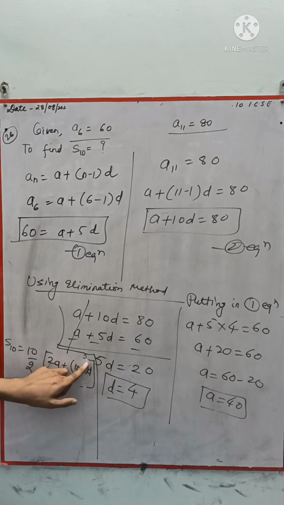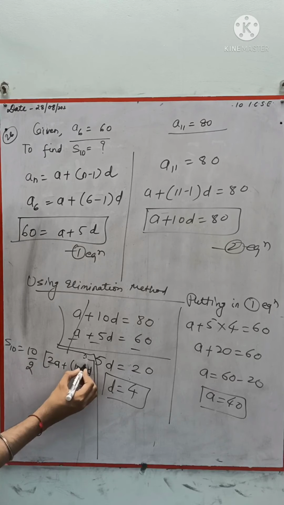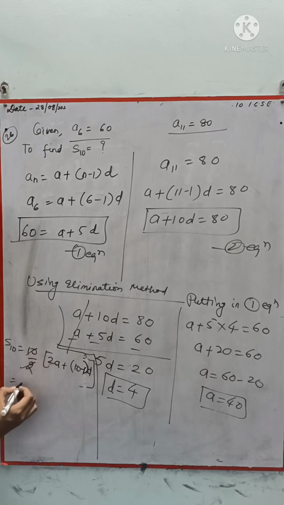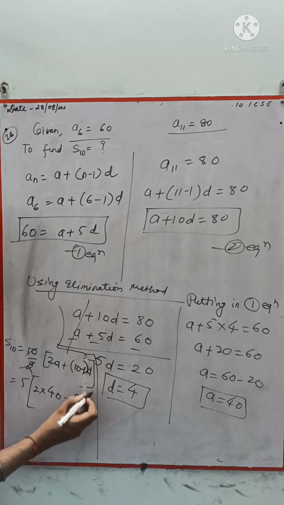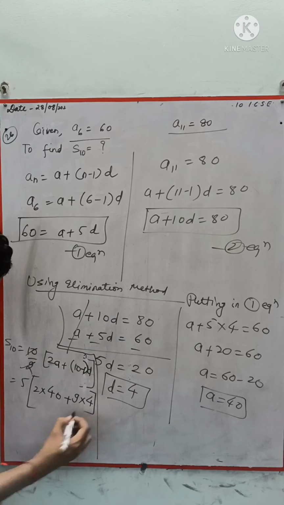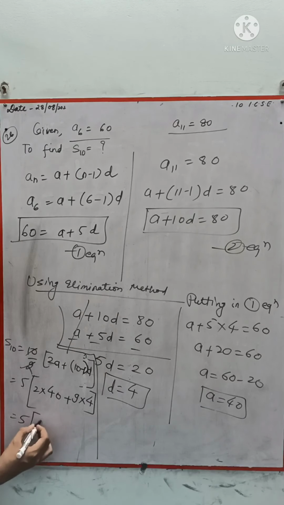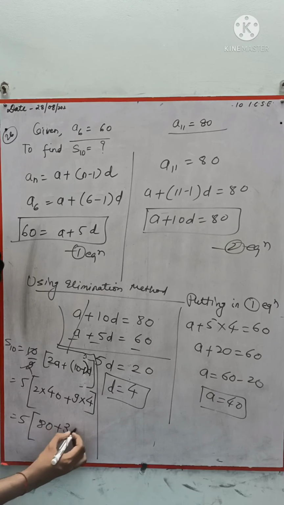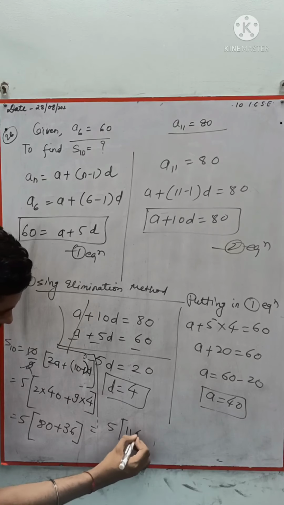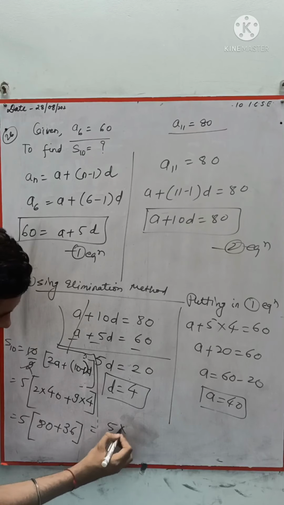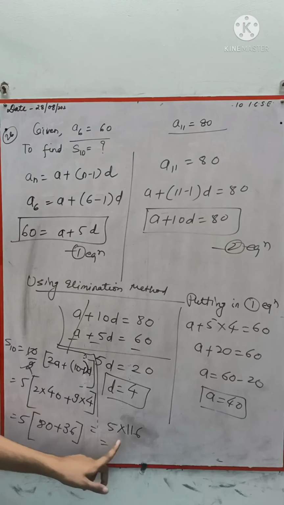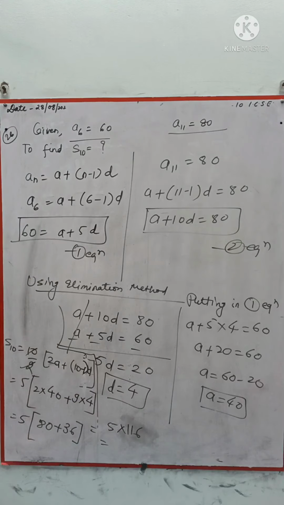So this is cancelled. 5 into 2A is what? 40. So 40 plus 10 minus 1 is 9 into D is what? 4. Okay. So 5 bracket 80 plus 9 4s are 36. That is 5 bracket 116, or directly we can write 80 plus 36 is 116. So finally on multiplying these two you will get the answer.